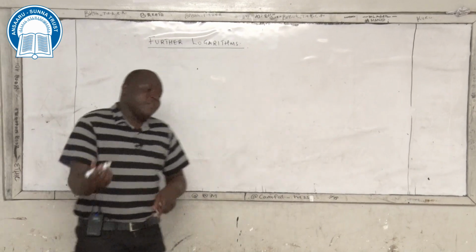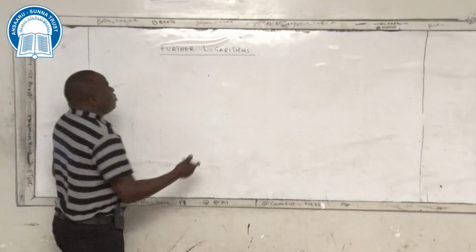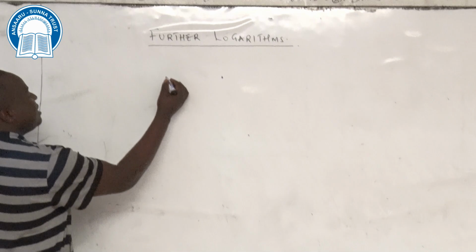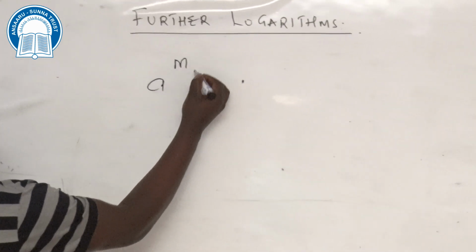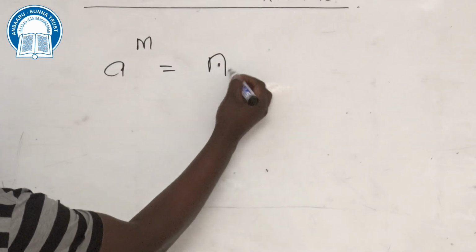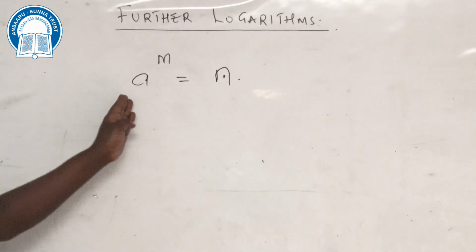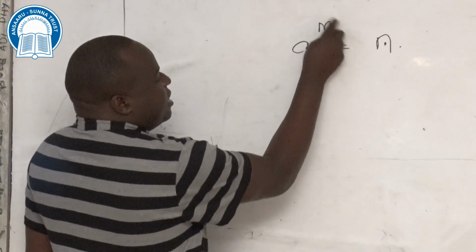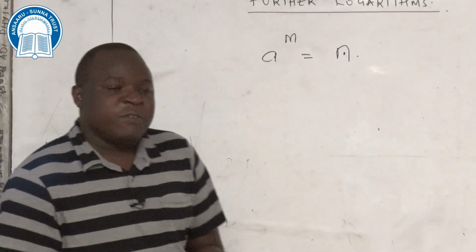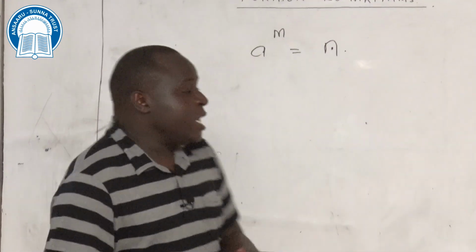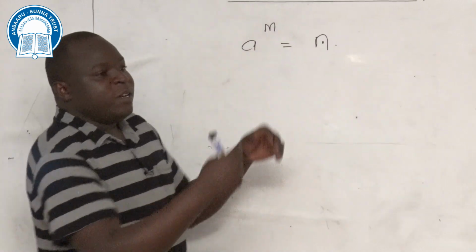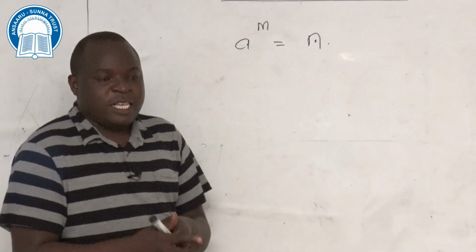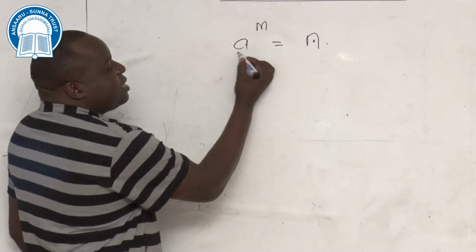Indices. In Form 2, you have indices. If I write a number like a raised to m equals n, we say this is in indices form. What makes it indices is this: any number which is raised to is referred to as an index. And if there are several of them, then we call them indices. That's plural.